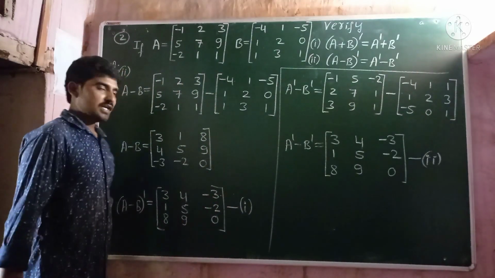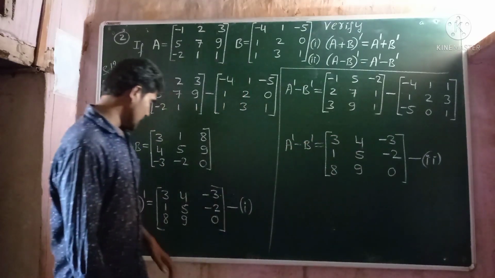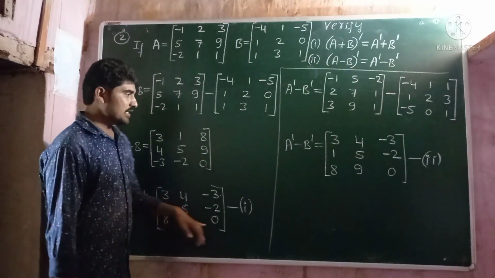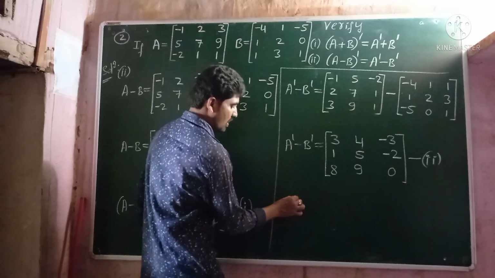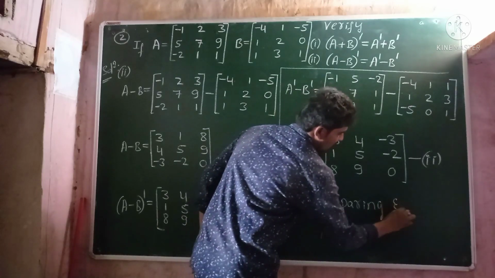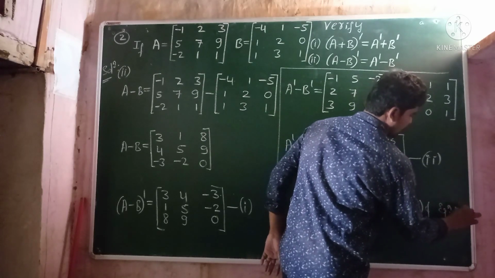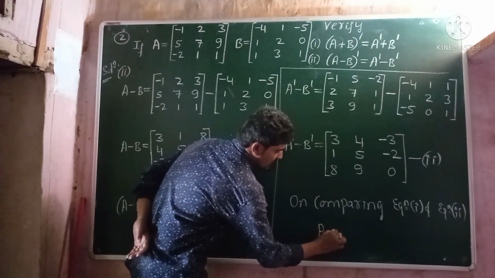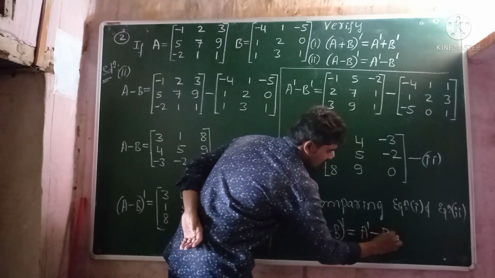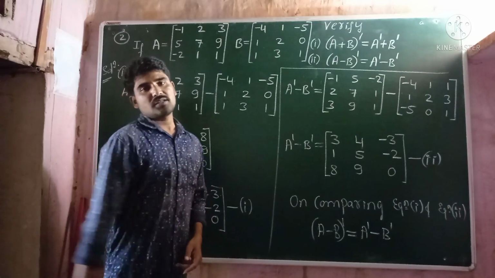Now on comparing equation 1 and 2, here the first row is 3, 4 minus 3. Here also 3, 4 minus 3. Second row 1, 5 minus 2. Here also 1, 5 minus 2. And third row 8, 9, 0. Here also 8, 9, 0. Therefore, on comparing equation 1 and equation 2, we conclude that transpose of the matrix A minus B is equals to transpose of the matrix A minus transpose of the matrix B. I hope all of you understood. If possible, take a note.